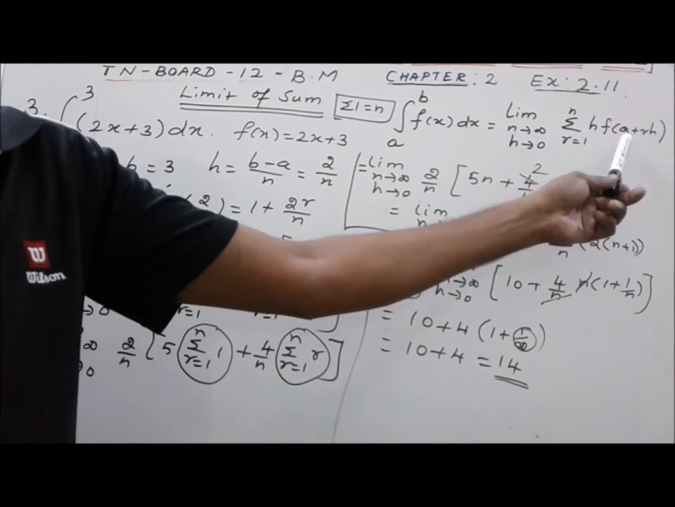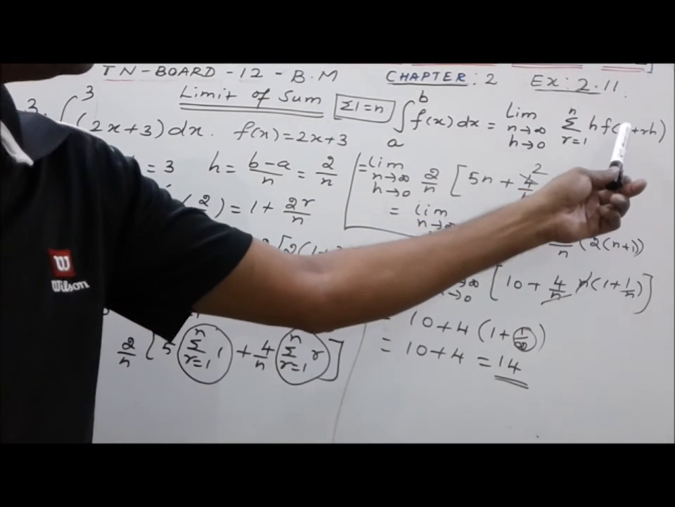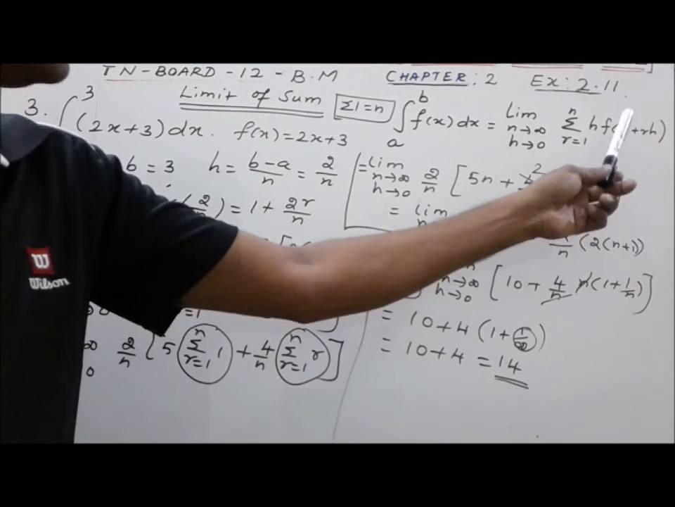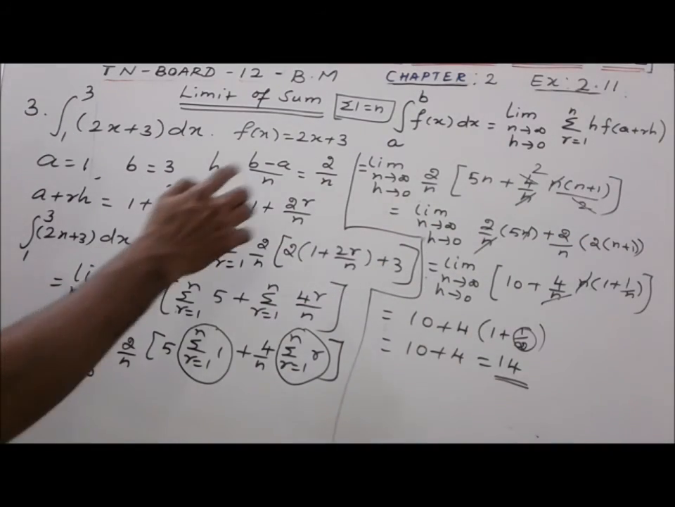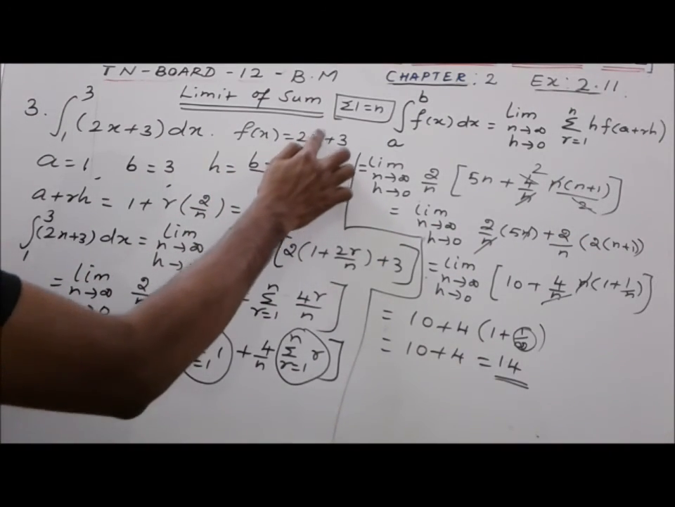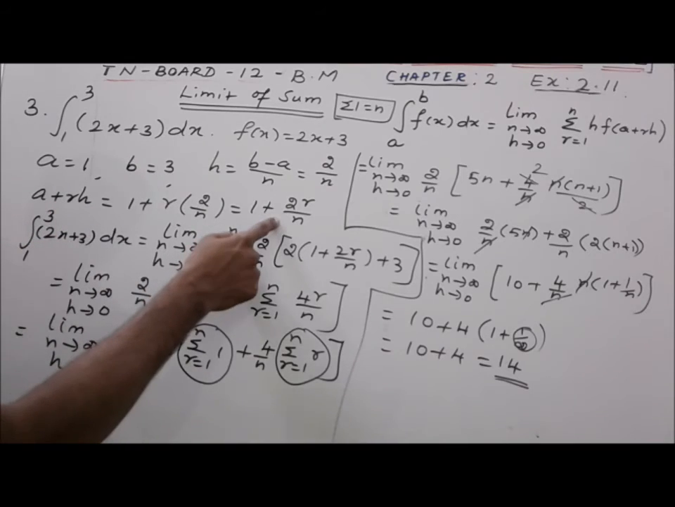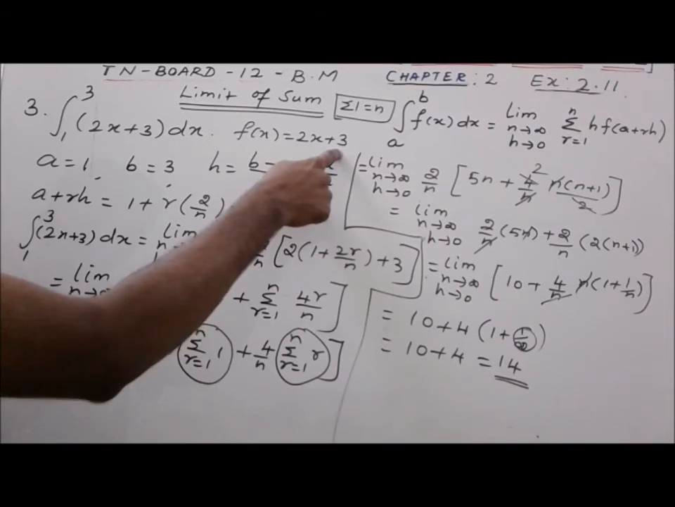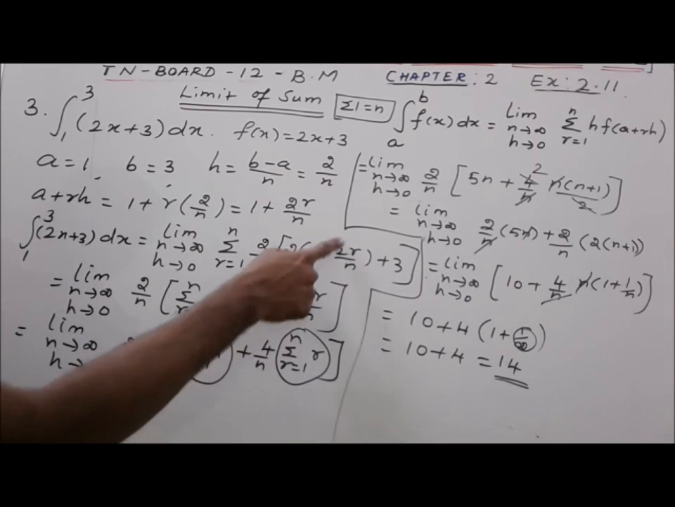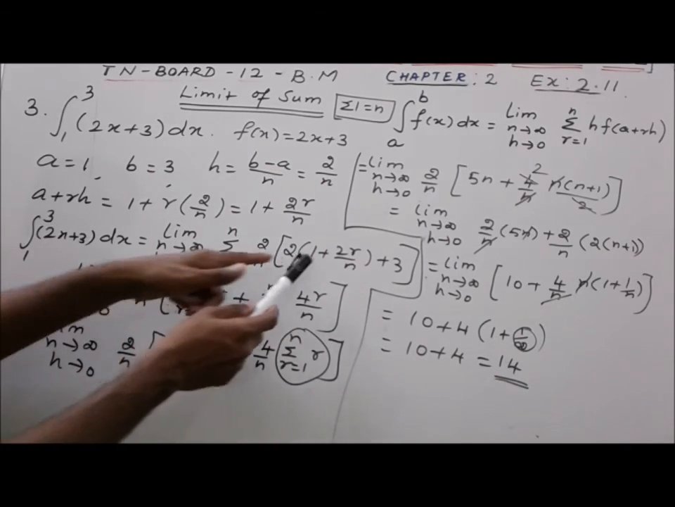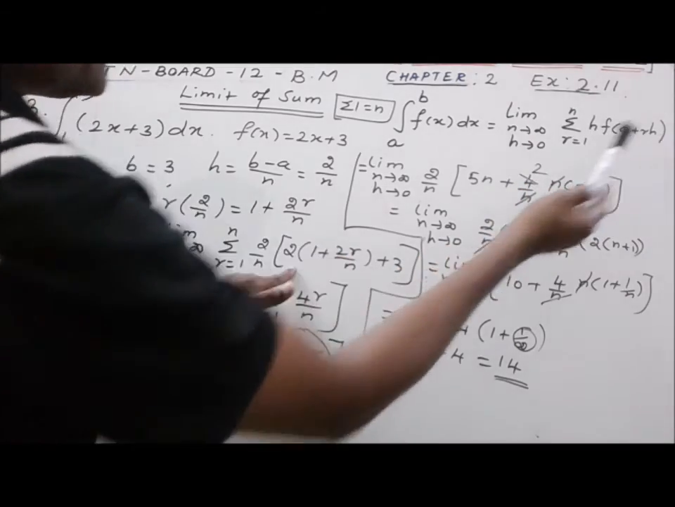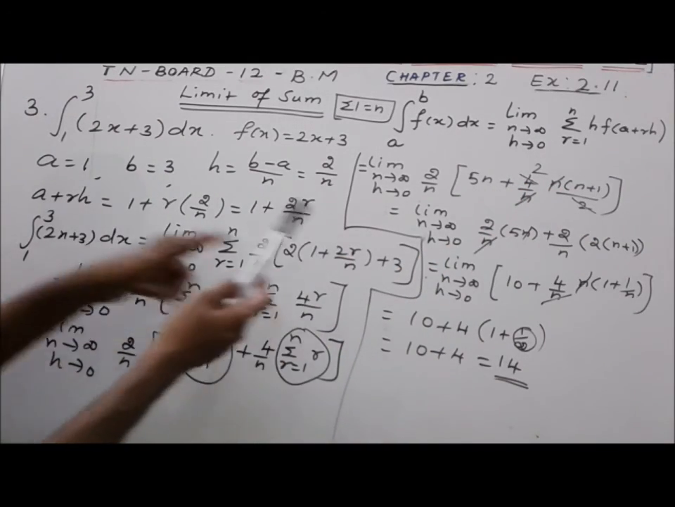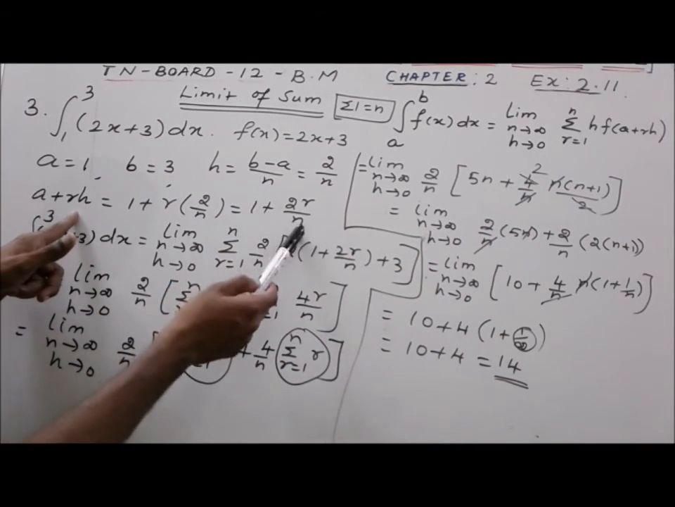That means substitute a plus rh in the place of x in f of x. So f of x is 2x plus 3; replace x and substitute a plus rh. So it becomes 2 into 1 plus 2r by n plus 3. Here I am substituting for f of a plus rh. So a plus rh means 1 plus 2r by n.